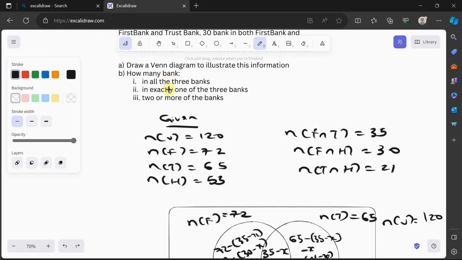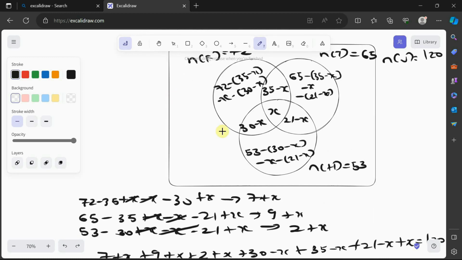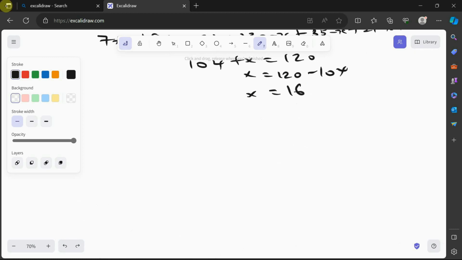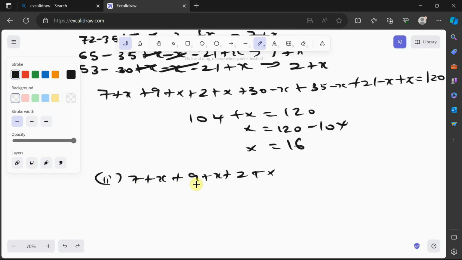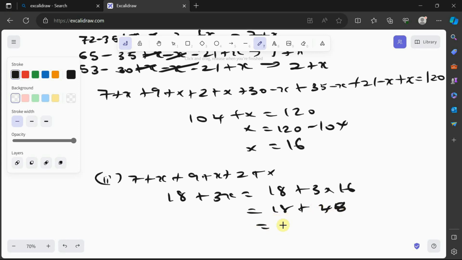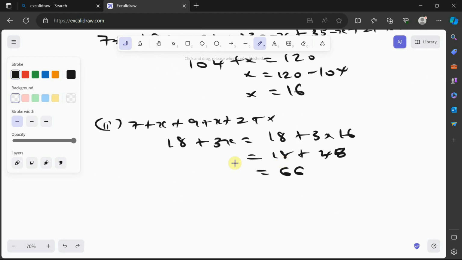So how many bank in exactly one of the 3 banks? If I wanted to find one of the 3 banks, this would be the addition of all these, 7 plus x, 9 plus x, and 2 plus x, because that is the simplification of what we have here. So 7 plus x plus 9 plus x plus 2 plus x. 7 plus 9 is 16, 16 plus 2 is 18. X plus x plus x, that is 3x. So I can resolve and say this is 18 plus 3 times 16. So 18 plus 3 times 16 would give me 48. So 48 plus 18, this will give me 66. So 66 bank in one of the 3 banks.